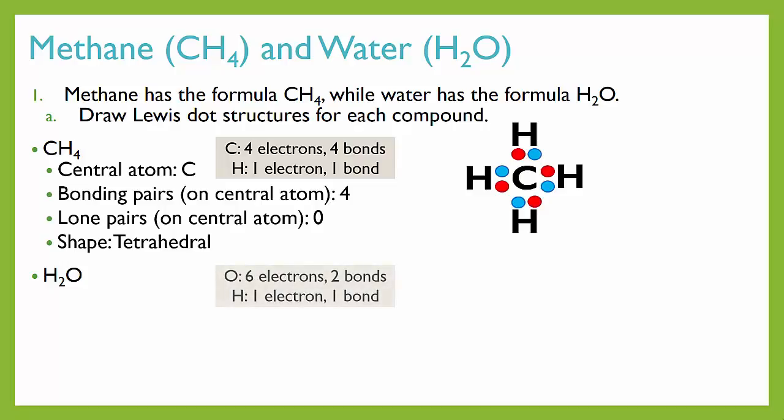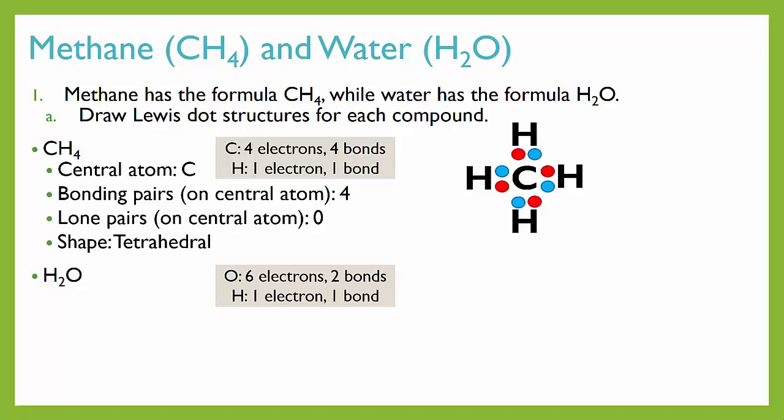Water has 2 hydrogens and 1 oxygen. Oxygen has 6 valence electrons. In order to get to a stable electron configuration of 8, it needs to gain 2 more electrons, meaning that oxygen can form 2 bonds. Hydrogen can only form 1 bond because it only needs 1 electron in order to have a stable configuration.